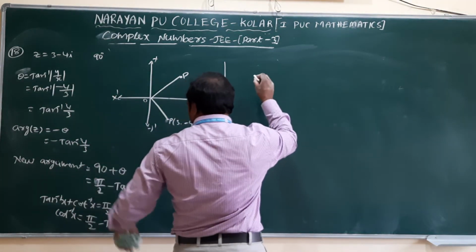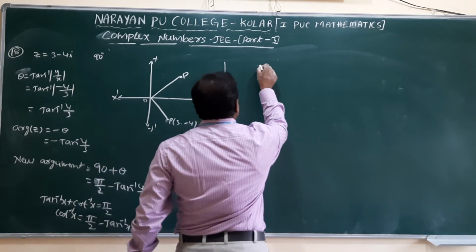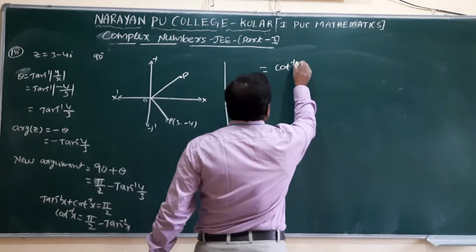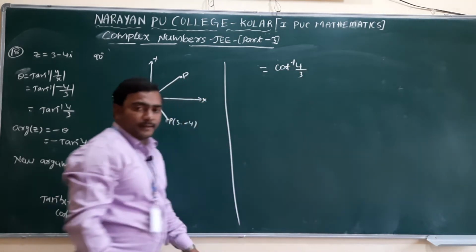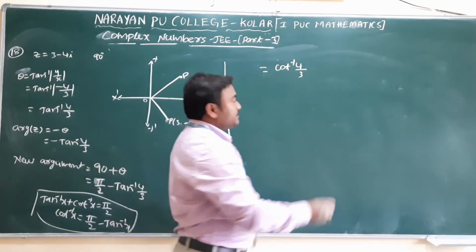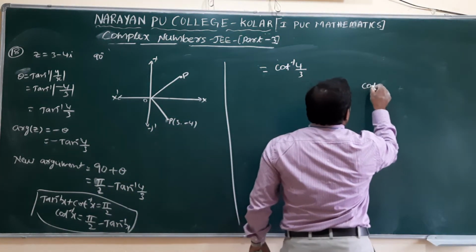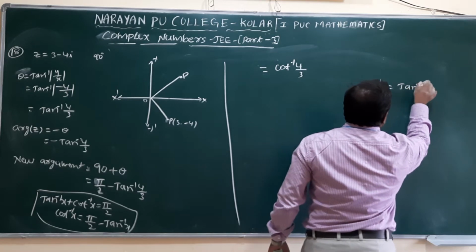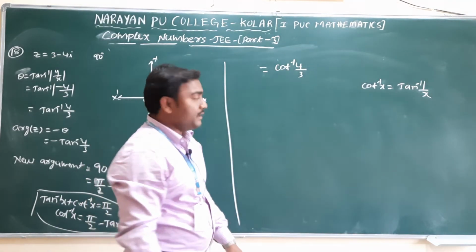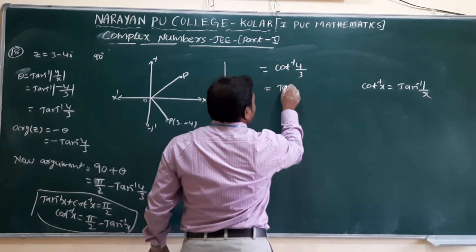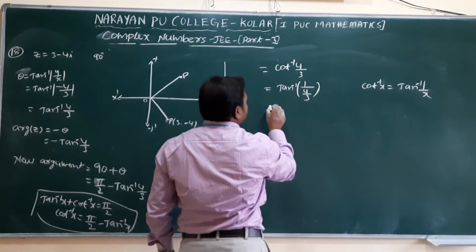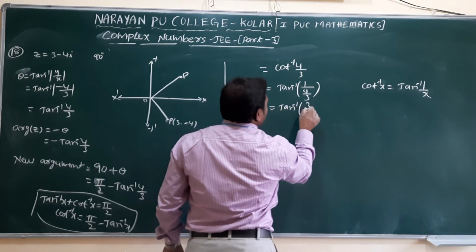Here the new argument z is equal to cot inverse of 4 by 3. Now here, we already know one condition: cot inverse of x is equal to tan inverse of 1 by x. It was also studied in second year in inverse trigonometry. So it can be written as tan inverse of 1 by x, with x value 4 by 3. It goes to the numerator, getting tan inverse of 3 by 4.